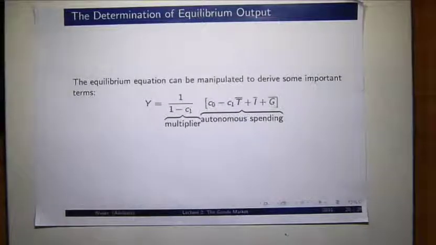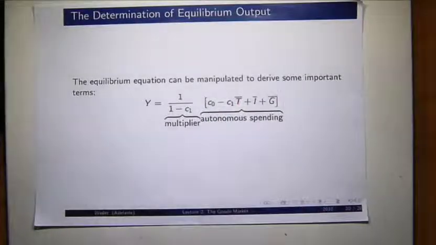Okay, and why is this first term called the multiplier? Well, we could think about what happens if any of these variables, say, increases. If, say, the government increases spending by a small amount, what happens to this little economy?